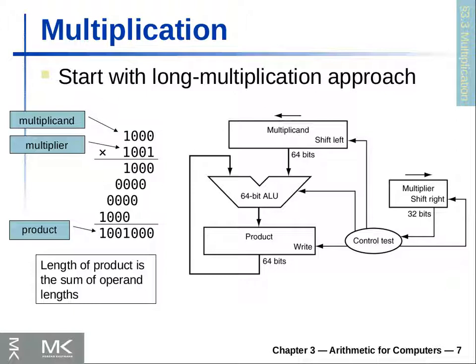Look up here. In this example on the board, we're trying to multiply two 32-bit numbers. What's the only thing that actually needs to be 64 bits? The product. But yet we have a 64-bit ALU, which makes sense because the multiplicand can be up to 64 bits and the product 64. So obviously you're going to need a 64-bit ALU. The multiplicand is also 64 bits.